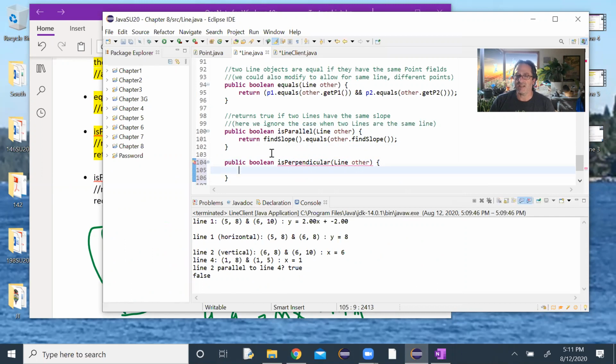So two lines are perpendicular if the product of their slopes is -1, unless one of the lines is vertical or horizontal. In that case, the product of their slopes will be NaN, not a number. So I think what we'll do is check if line 1 is vertical. We have two lines: line 1 is the object itself, and then other is the other line.